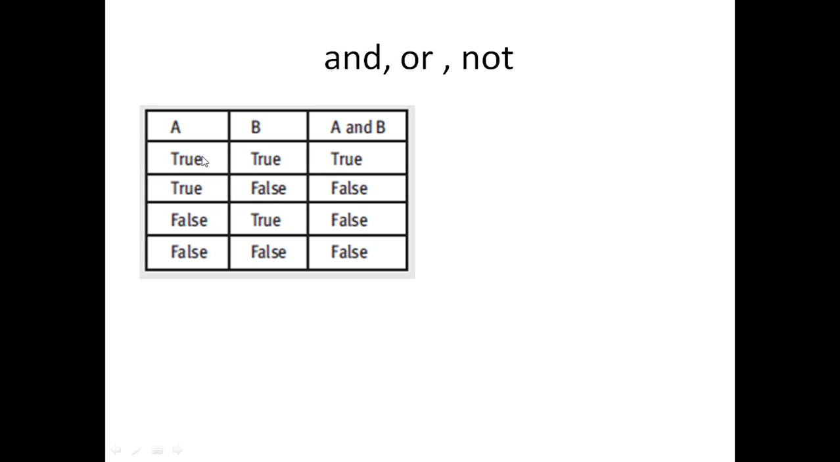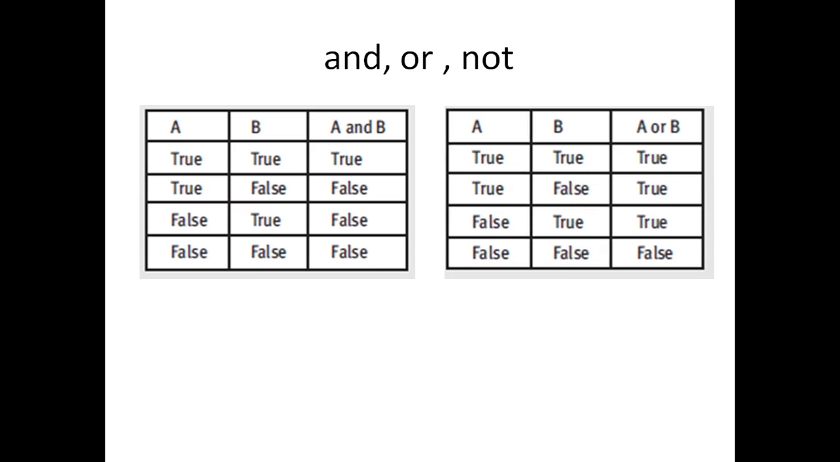So in the case of AND, both the conditions should be true. A and B should be true, then the result will be true. Otherwise, it is false. If any of the conditions is false, then the result will be false. If one of the expressions is false, then the result will be false.